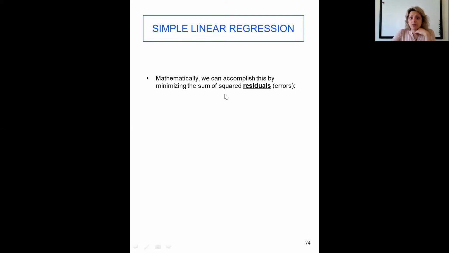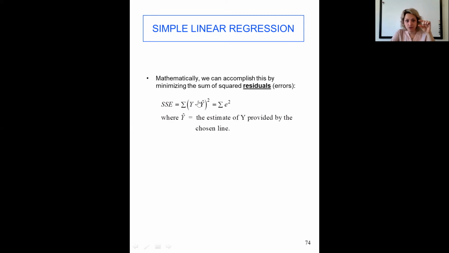Mathematically, we can accomplish this by minimizing the sum of the squares of the residuals, or the errors. The sum of the squares of the error is sigma of y minus y estimate, right? Y is the real data, y estimate is the result of the regression. This difference is the vertical deviation that I showed you in the previous slide. We show it by E squared as well, the residuals squared. And this is the sum of squares of error, or sum of squares of the residuals.